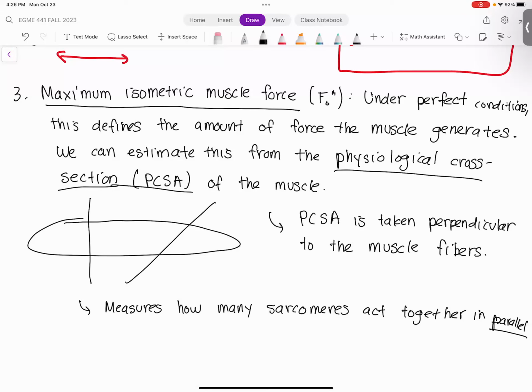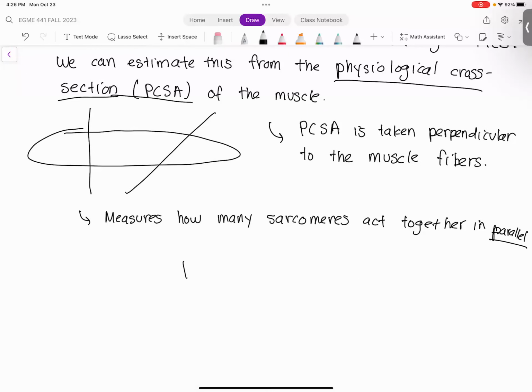Okay. And parallel is kind of the operative keyword there. So if you have two sarcomeres sitting next to each other in parallel, when they both contract at the same time, you can add together their forces at any given point.